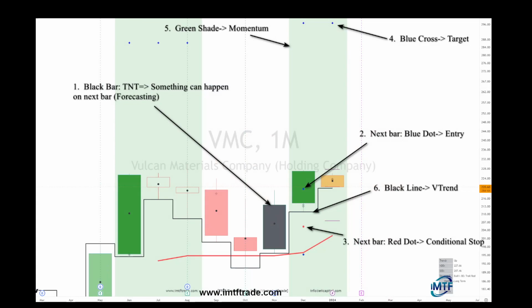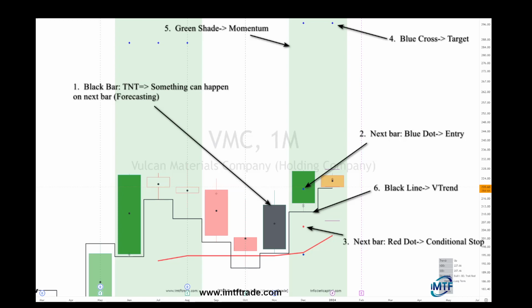So here are the instructions for the TNT strategy. You have the black bar. On the next bar, you're going to place the orders. If you have a green shade, you're going to place the orders above that black bar high a couple of points, which is that blue dot. If it's a red shade, you're going to place the order below the black bar low a couple of points, which is also the blue dot there. The red dot is your conditional stop, and then you have these blue crosses, your targets. That's as simple as that.